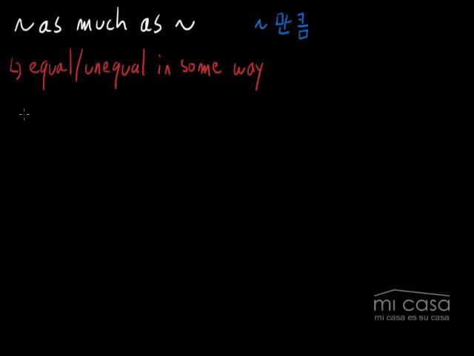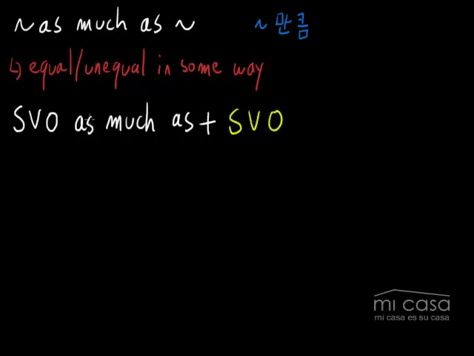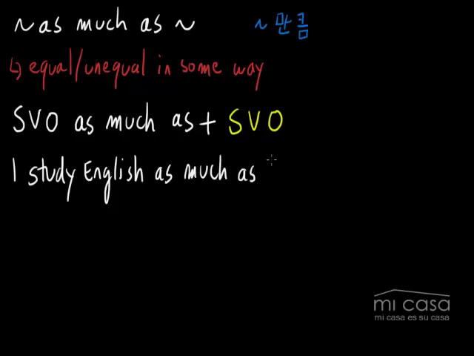So let's look at the first way to use this structure. Subject, verb, object, as much as, plus another full sentence, okay? So let's get right into our examples. I study English as much as Jacob studies Korean. I often tell my students that they should at least study English as much as I study Korean.